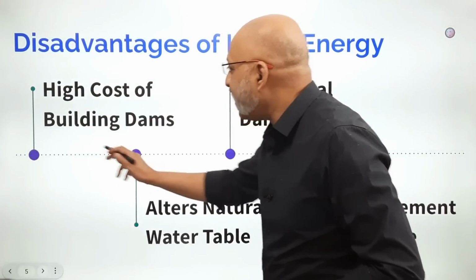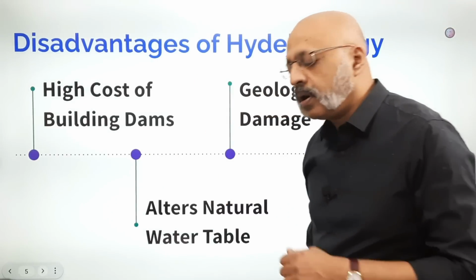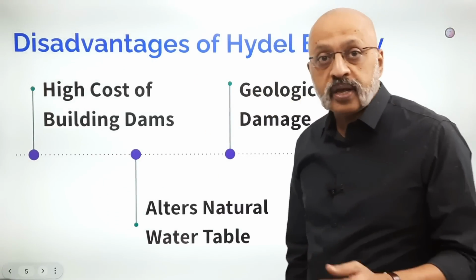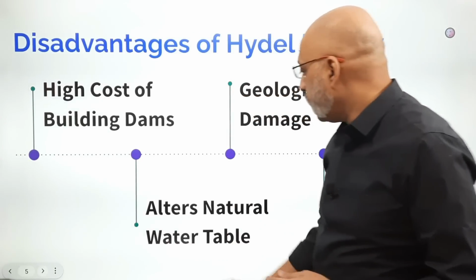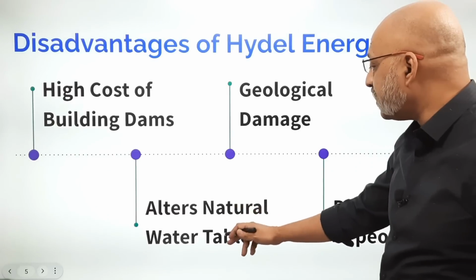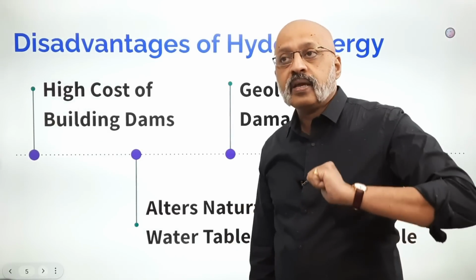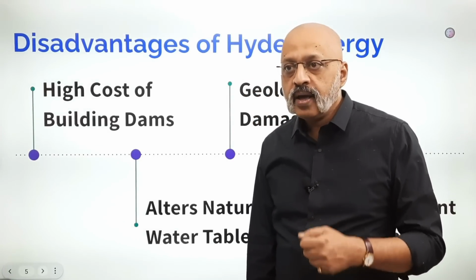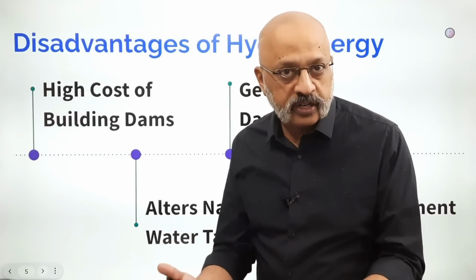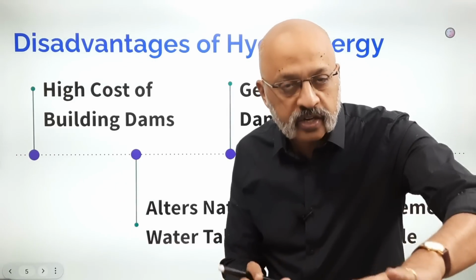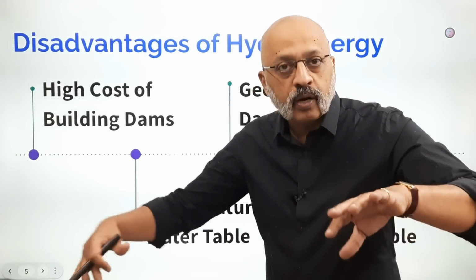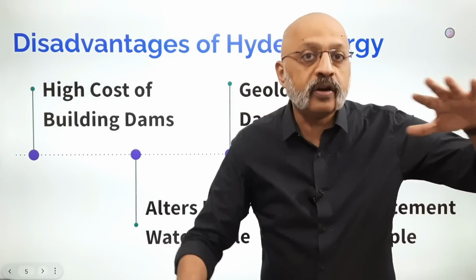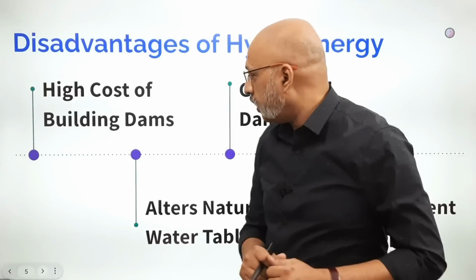First of all, the high cost of building dams, running into crores of rupees, right? That is something a poor country has to factor in. Then, it alters the natural water table. This is a general criticism made by environmentalists, and it's a genuine concern. You're lifting water, storing it somewhere, not allowing it to go downstream, so the water table of the places downstream can go down. You're making changes in the water table, right?